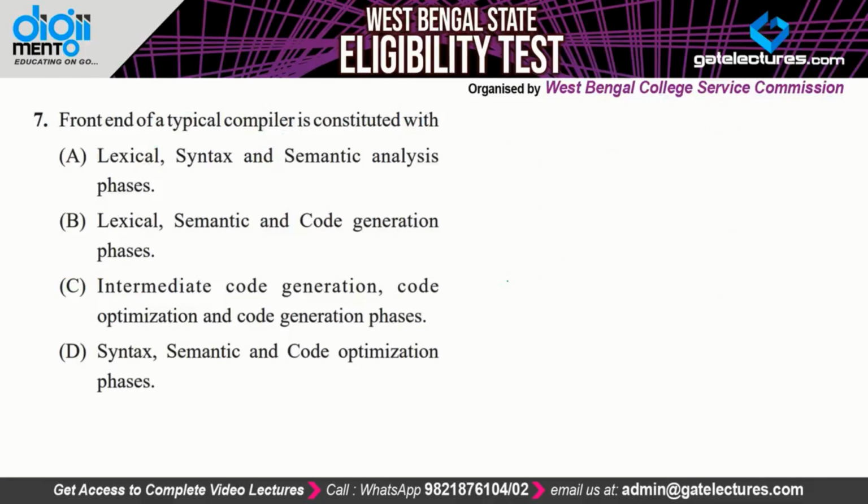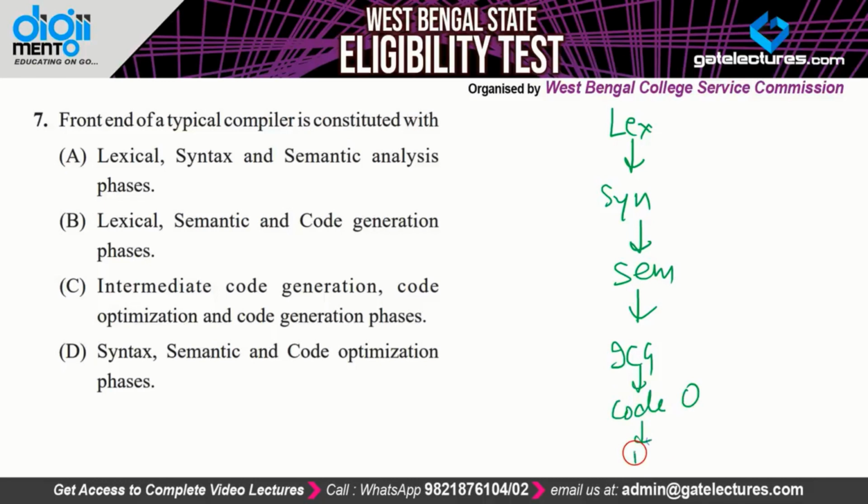in the comment section. Now question number 7, they are saying the front end of the typical compiler is constituted of which of the following. See, what are the phases of a compiler? One is lexical analyzer, the second phase is syntax analyzer, the third phase is semantic analyzer, the fourth phase is intermediate code generation, the fifth phase is code optimizer, the seventh phase is target code generation, and in the eighth we get an assembly language program.